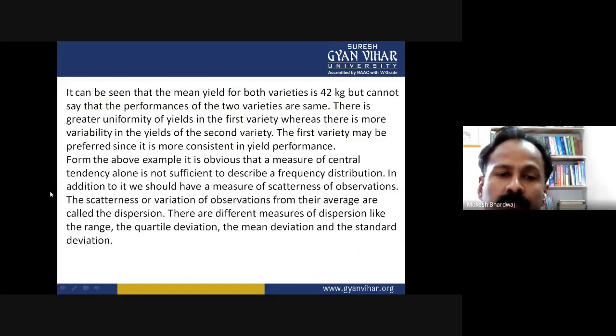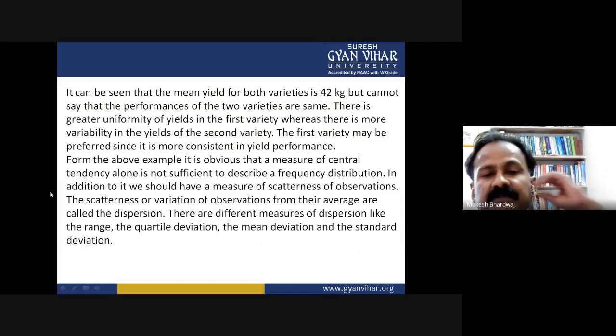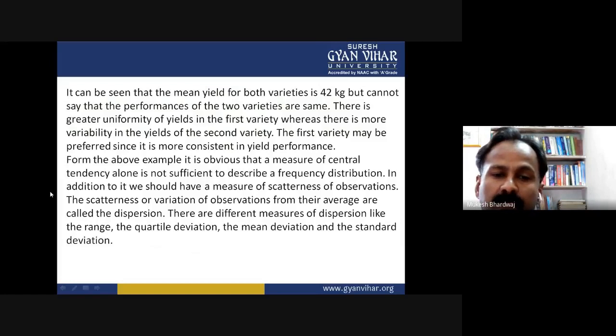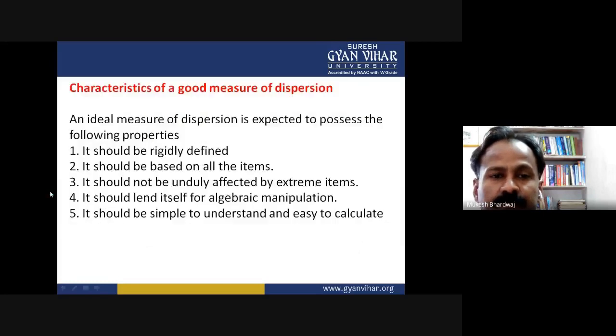So, what do we mean by dispersion? The basic definition of dispersion is the scatterness or variation of observations from their average. There are different measures of dispersion like the range, quartile deviation, mean deviation, and the standard deviation. I had already told you.